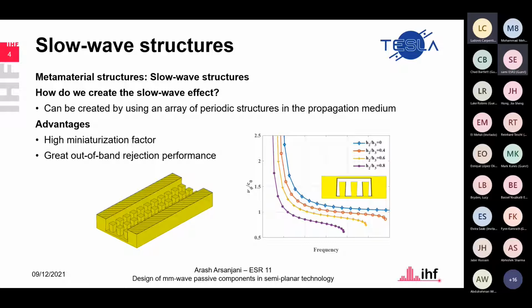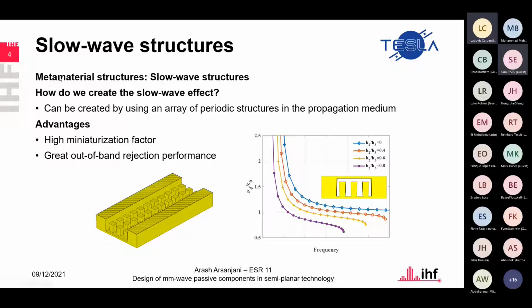One way to create this kind of slow wave effect inside a waveguide is by creating an array of periodic structures in the propagation medium, like what you can see on the bottom left, where I use an array of pins to create these slow wave effects inside a normal waveguide. The main advantages of these slow wave structures are the high miniaturization factor and the great out-of-band rejection performance that can be achieved.